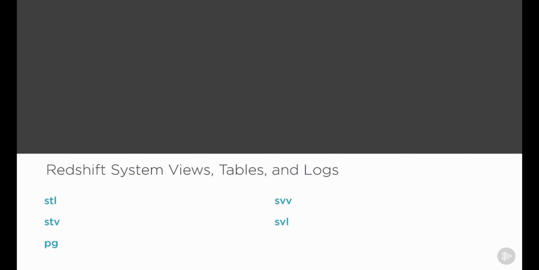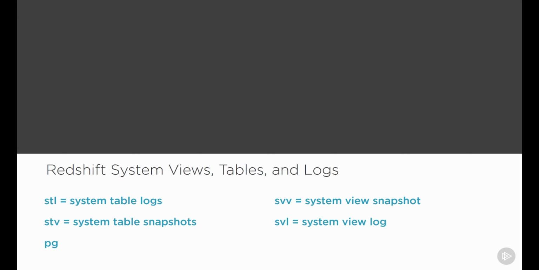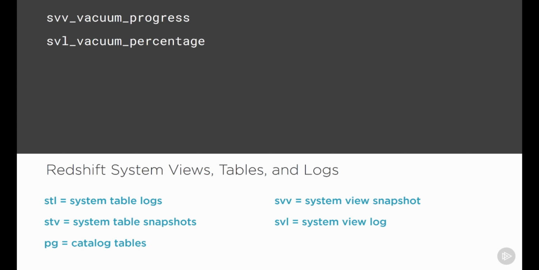Now the naming convention is worth mentioning for identifying where the data is coming from. STL are system table logs, places where Redshift stores information deemed useful. STV are system table snapshots, places you can get a glimpse of something happening right now. SVV and SVL prefixes are views that join or enhance those tables further. And like I mentioned, PG are the system catalog tables in the engine that remained in place from the original Postgres source code.